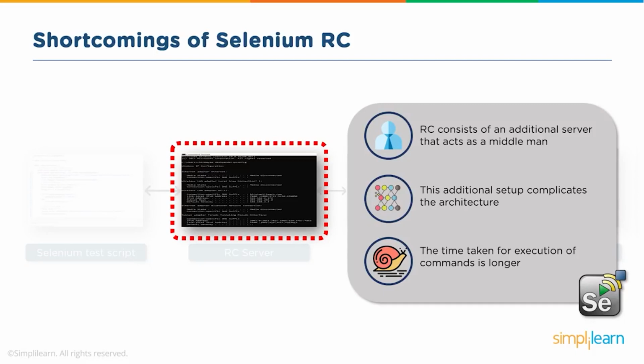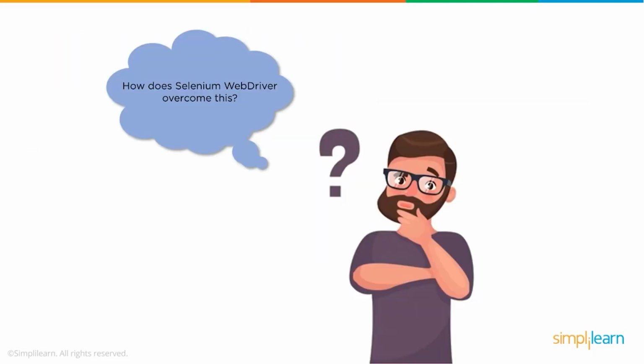That means it has an additional setup, because the RC server is a mediator between your Selenium commands and your browser. The execution of the commands takes a very long time. It is very slow. Why? Because we saw that every command written in your test scripts needs to make a full trip from your test script to the RC server, to the core, to the browser, and then back, which makes your overall automation test execution very, very slow. So how does Selenium WebDriver now overcome this?